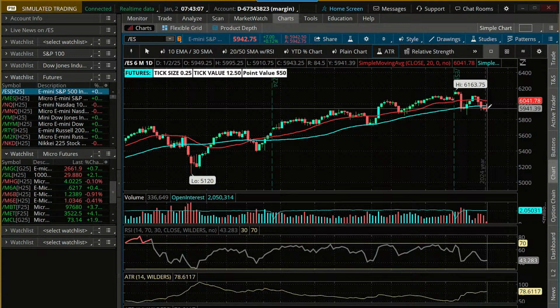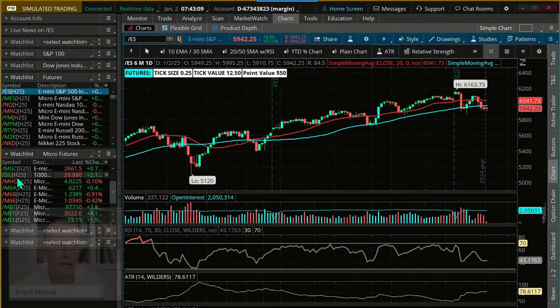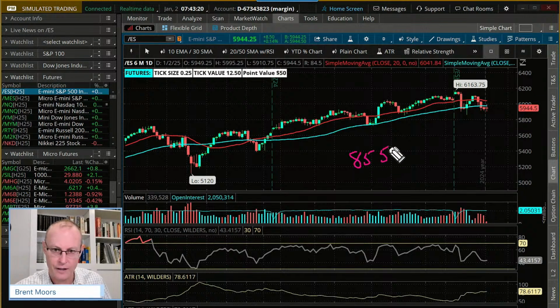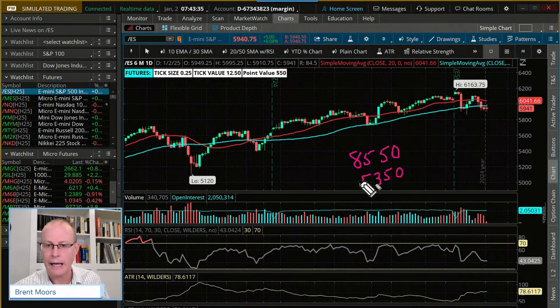Okay, does that make sense there? So our potential gain here on this, assuming we get out at our target price, is 85.50. Our potential loss, assuming we get out at the stop price, is 53.50. So we're not quite at a 2-to-1 reward to risk ratio, but it's definitely in the positive area there.